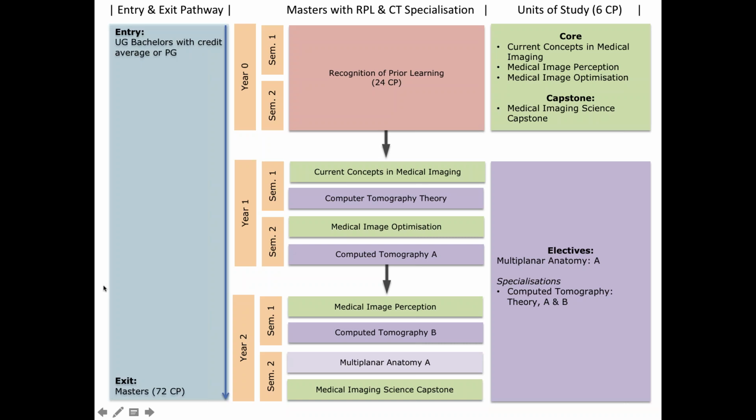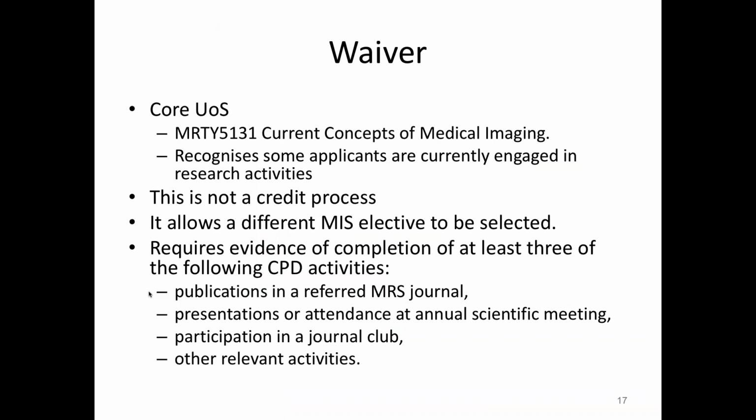And I'm not in the requirements of current concepts in medical imaging. So what you can do is apply for a waiver. It's not a specific credit, but there's 6 credit points less that you're required to complete your program. You still need to complete the required number of credit points, but you can insert another subject in the place of that core unit of study, current concepts in medical imaging. So it gives you the ability to choose another elective as opposed to doing that core unit of study, which is normally done in the first year of the program.